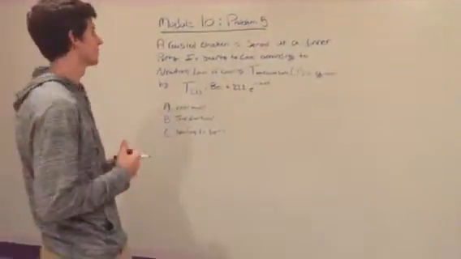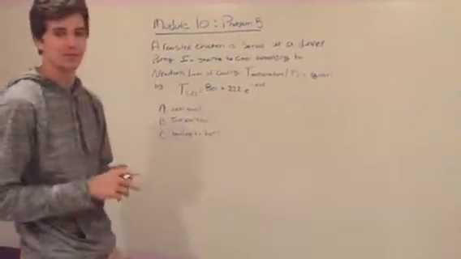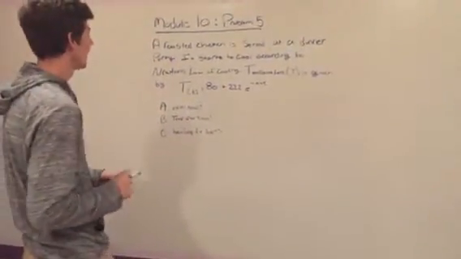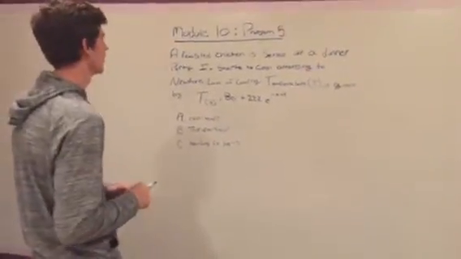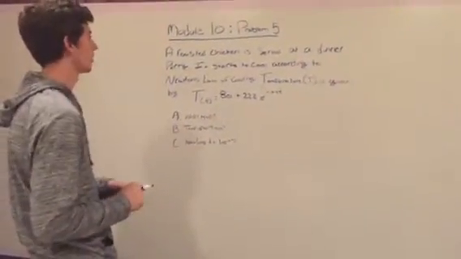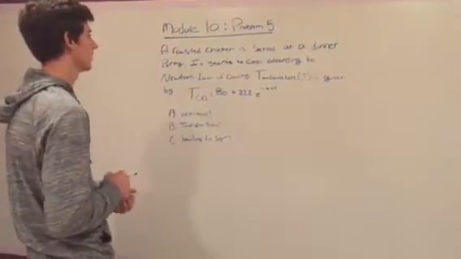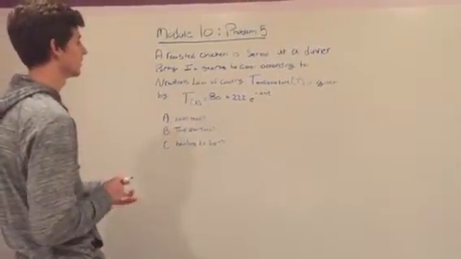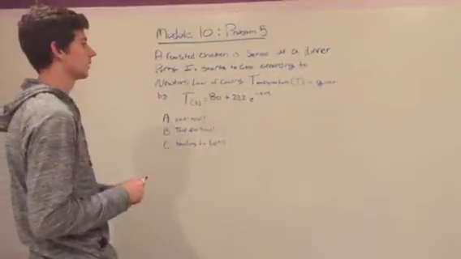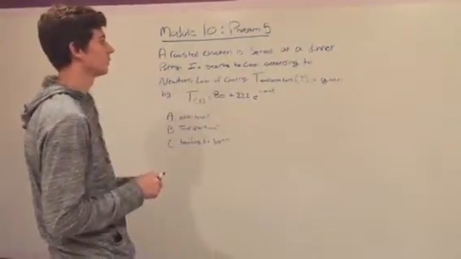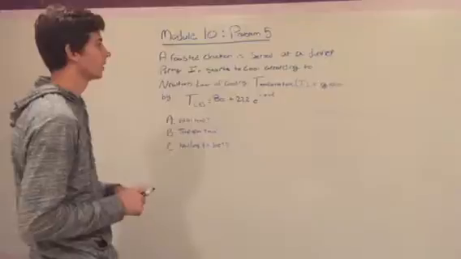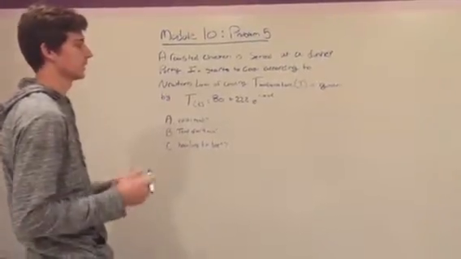Okay, so today we are going to be doing Module 10 Problem 5, and this question asks: a roasted chicken is served at a dinner party. It starts to cool according to Newton's law of cooling. Temperature T is given by the equation T(t) = 80 + 222e^(-0.04t), where t is time.